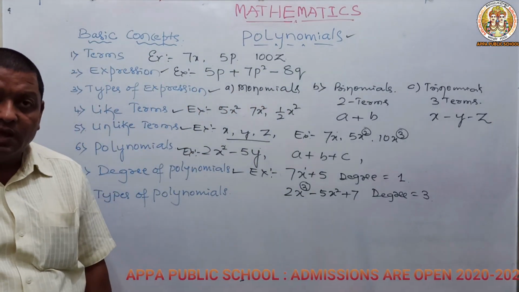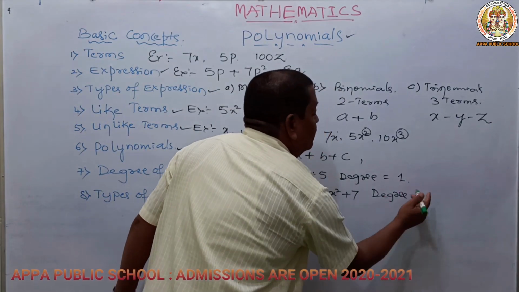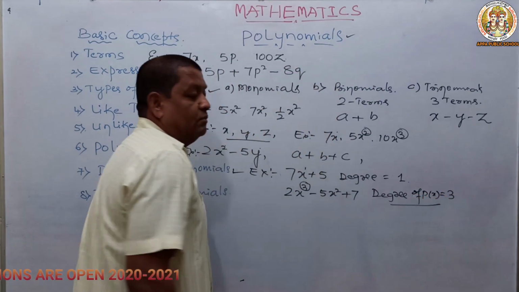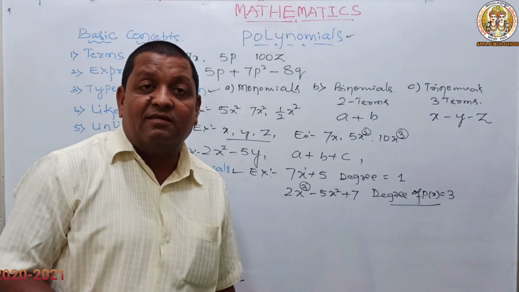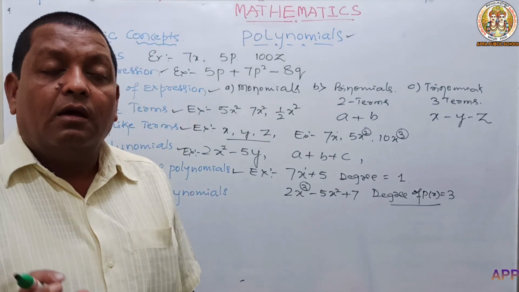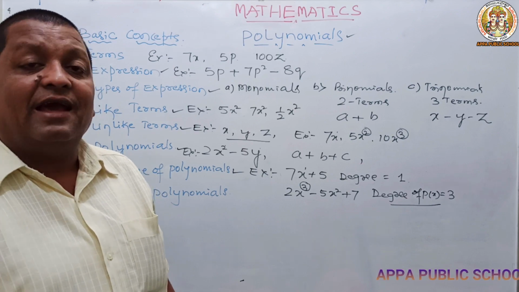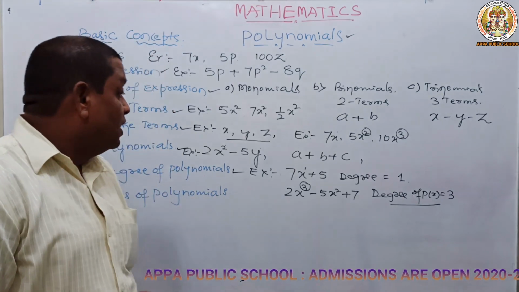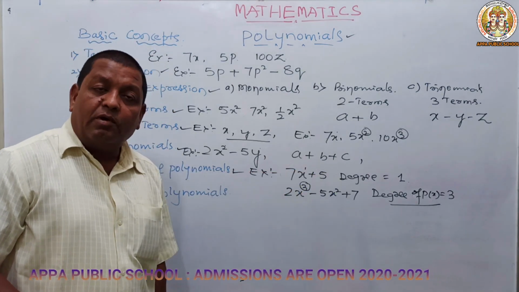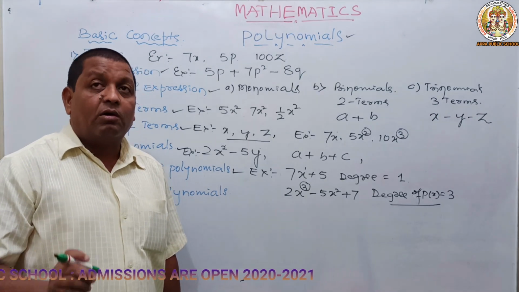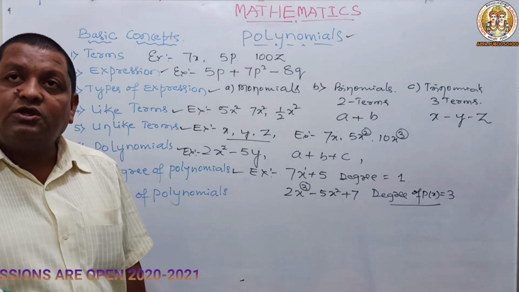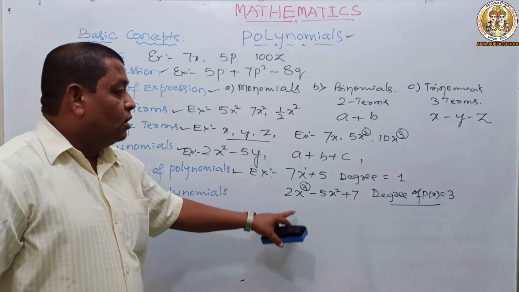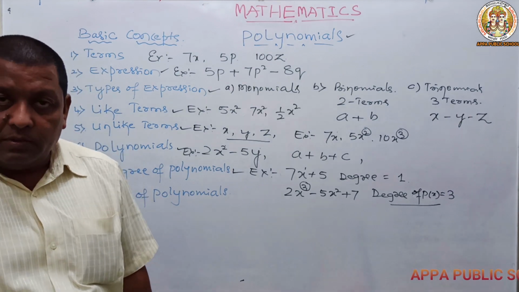What is the degree of the polynomial? Or you can write degree of p of x is equal to 3. You can write polynomial in x. P of x means what? P refers to polynomial in x. So degree of polynomial p of x is equal to 3. So like that, what is the degree of the polynomial? It is the highest power of the variable in the given polynomial that is called the degree of the polynomial.